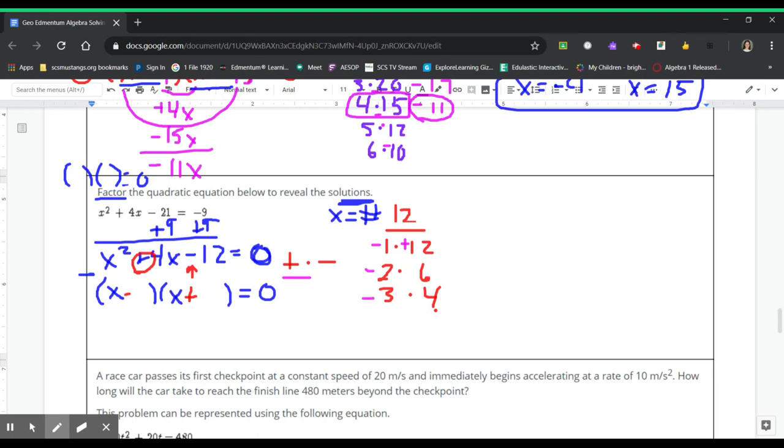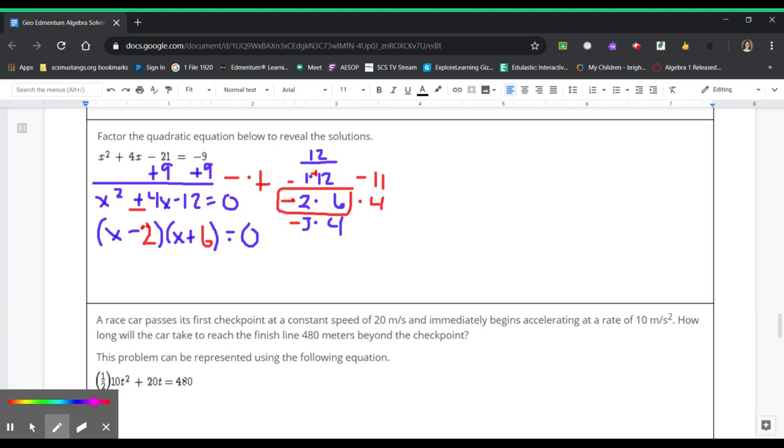So -1 plus 12 is going to give us a positive 11. -2 plus 6 is going to give us our positive 4. So there's our combination: -2 plus 6. Okay, whenever I do these, I always like to double check and make sure I pick the right number. So I've got a -2 times x will give me a -2x. And then x times a positive 6 will give me a positive 6x. -2x plus 6x will give us a positive 4x. So we have picked the right two numbers for our combination.